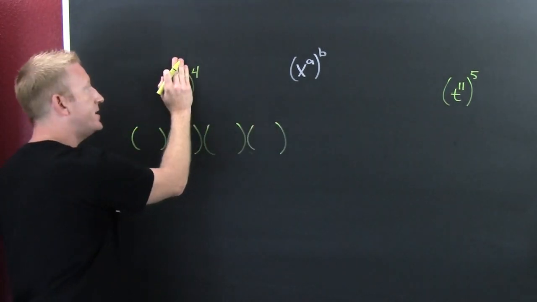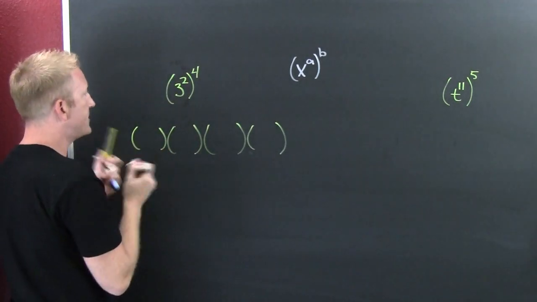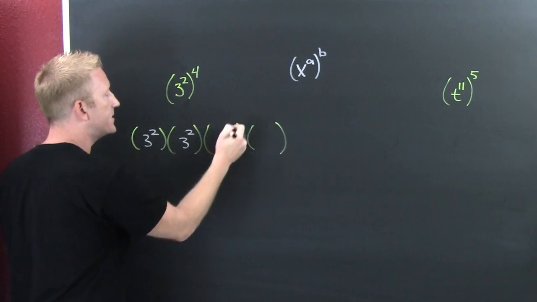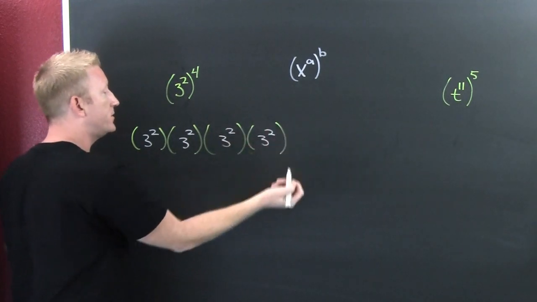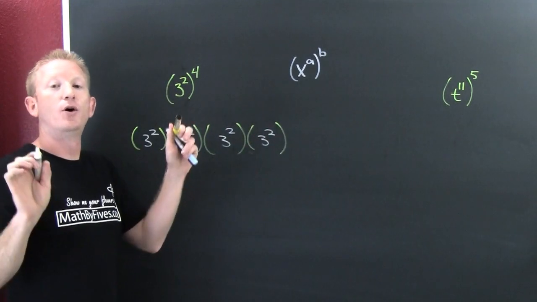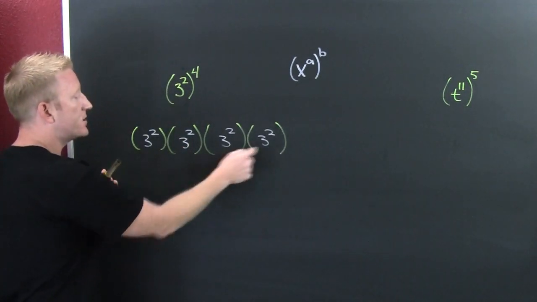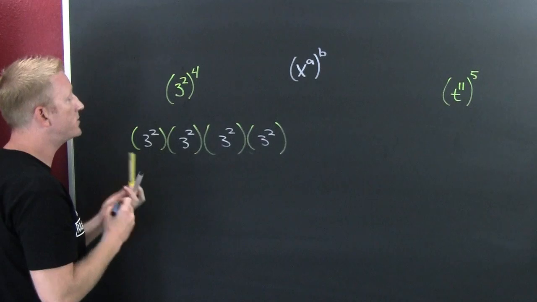But then, what was underneath? Underneath, I have 3 to the 2, and then 3 to the 2, and then 3 to the 2, and then 3 to the 2. What do we do? We multiply. We're motivating our multiplication, because on each one of these 3's, I can write those both 2 times.